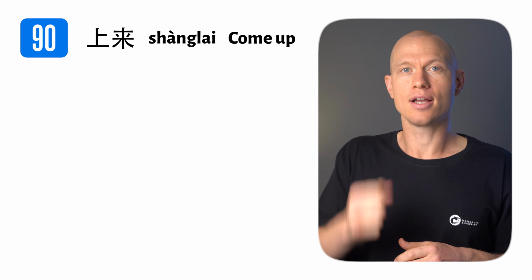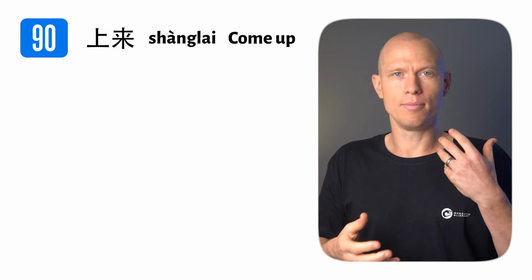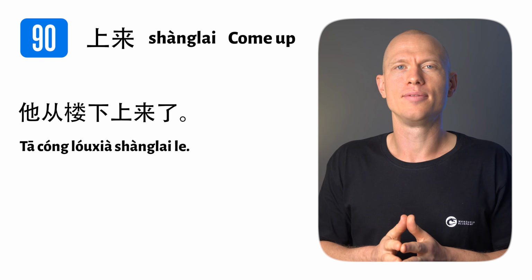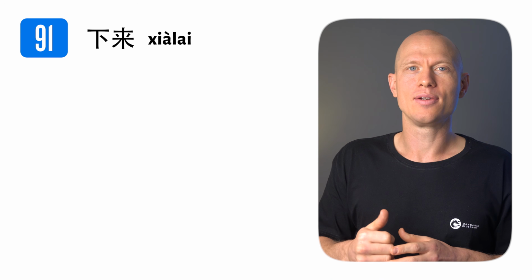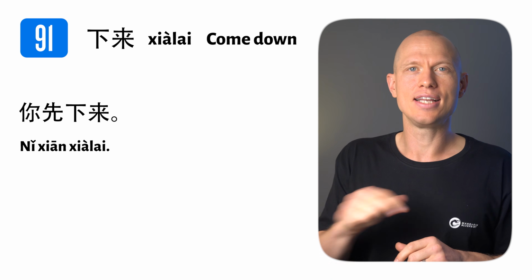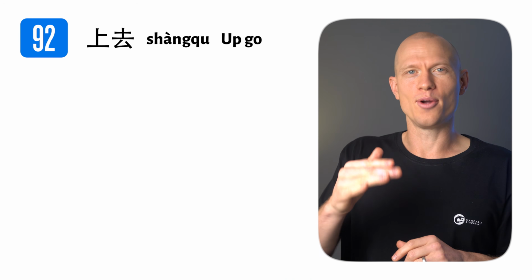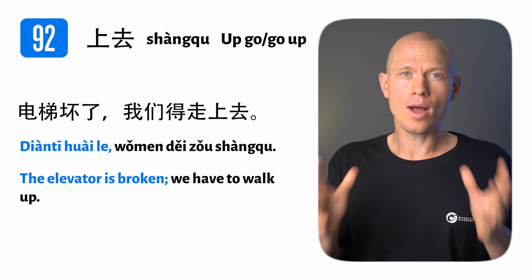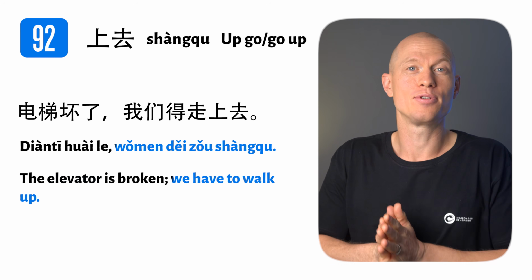So 上 means up and 来 is the result of that, which means to come. 他从楼下上来了. He came up from downstairs. And the opposite would be 下来. So come down. 你先下来. You come down first. Then, of course, we have 上去, which means up, go, or go up. 电梯坏了. The elevator's broken. 我们得走上去. We have to walk up.